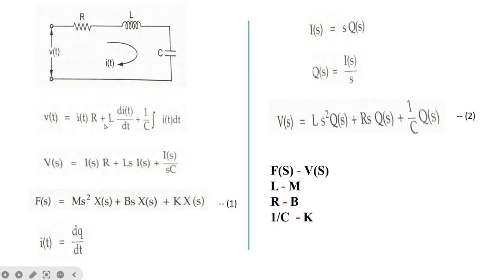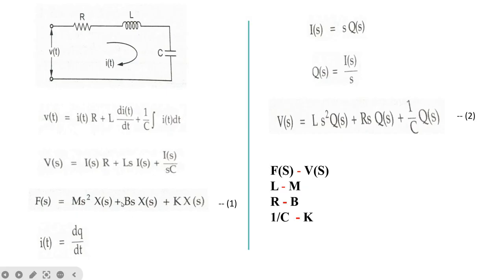Now you take the Laplace of this equation. V of t becomes V of s, I of t becomes I of s, R as it is, plus L as it is, and di of t by dt has Laplace s into I of s, plus 1 over C as it is, and the integration of I of t dt has Laplace I of s by s. Therefore, this complete term can be written as I of s divided by sC.